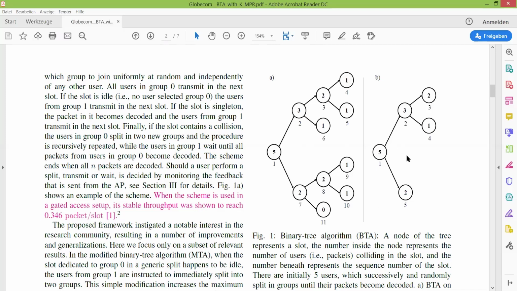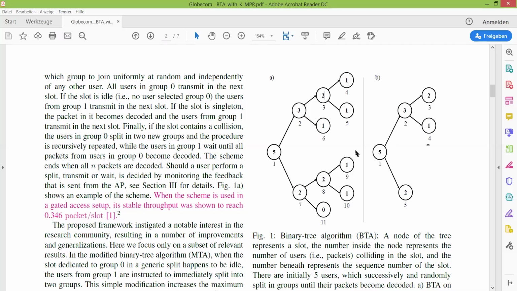In the KMPR case, where K is, I think, 2 here, when 5 users split 3-to-2, so normally in the previous case, 2 was a collision because we had a 1MPR scenario, but since we are at 2MPR here, this can be decoded, so it's not a collision anymore. On the upper part, the 3 is still a collision, and they have to split again, and then they split 2. Since we are at 2MPR, it's not a collision, so it's a success, and then 1 is also a success, and then in total we have 3, 4, 5 slots to solve a collision of 5 packets.